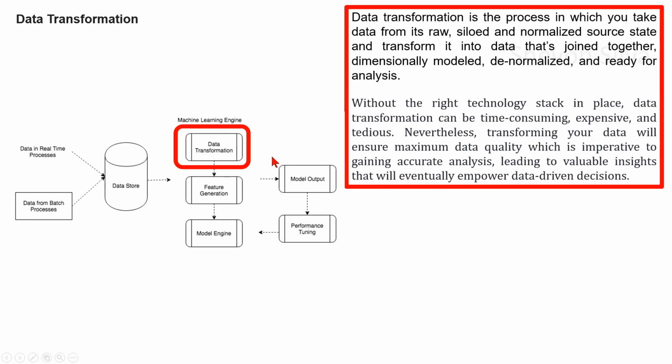Now we are focusing on data transformation. Data transformation is the process in which you take data from its raw, siloed and normalized source state and transform it into data that's joined together, dimensionally modeled, denormalized and ready for analysis.